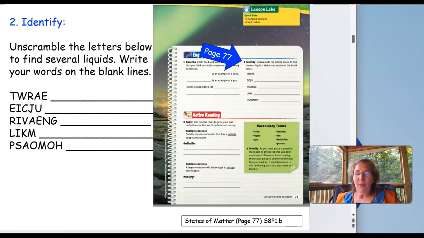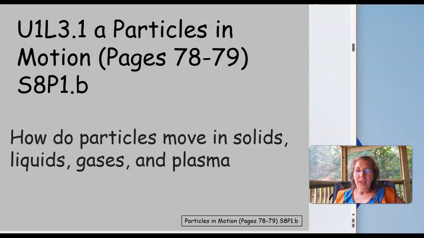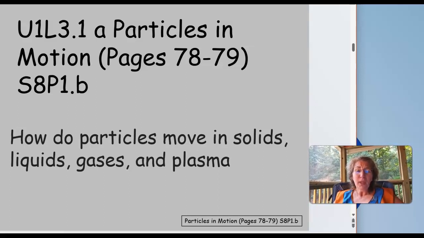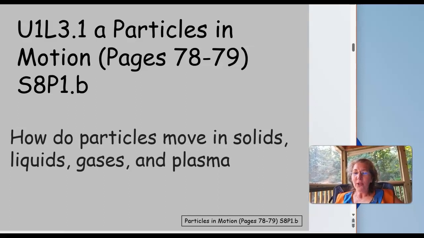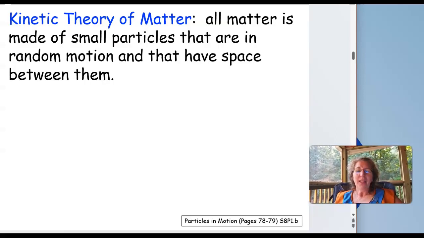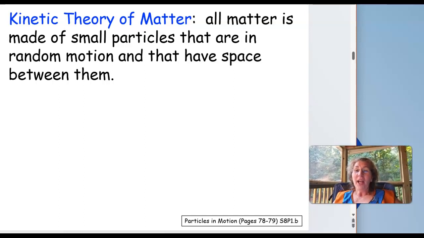Next, it wants you to unscramble a set of words. And then you start with your reading. And so the first section is called Particles in Motion. And we're going to be working on the standard that has us investigating how particles move in solids, liquids, and gases. The kinetic theory of matter states that all matter is made of small particles. We now know that those are atoms that are in random motion and that have space between them.